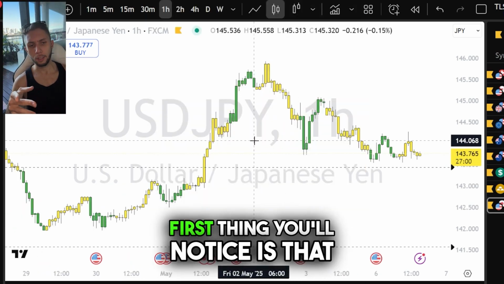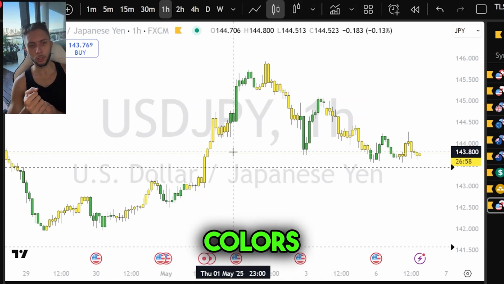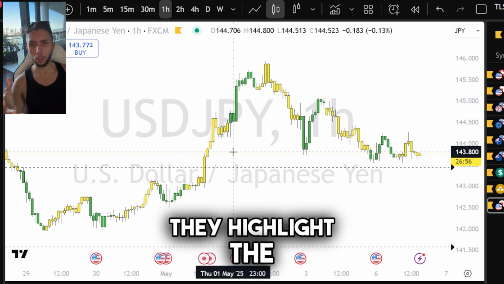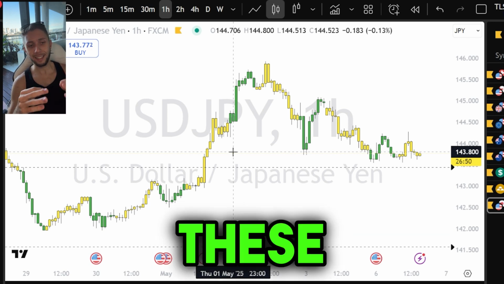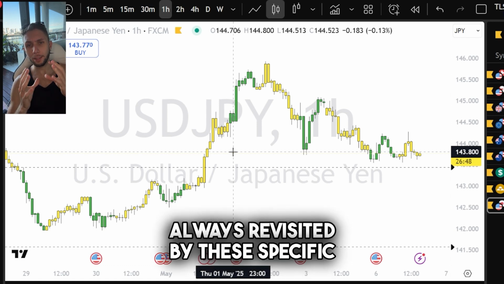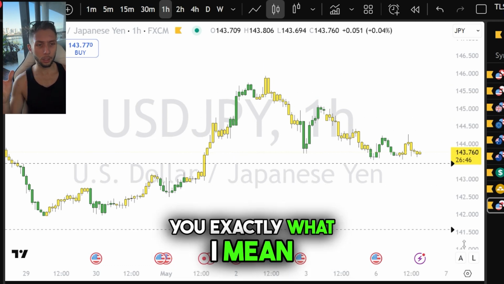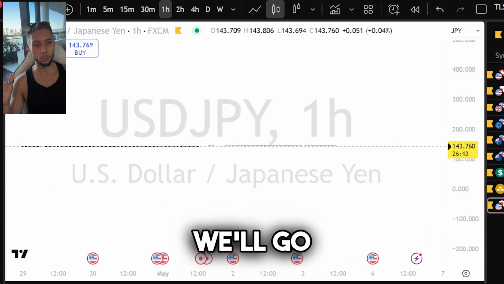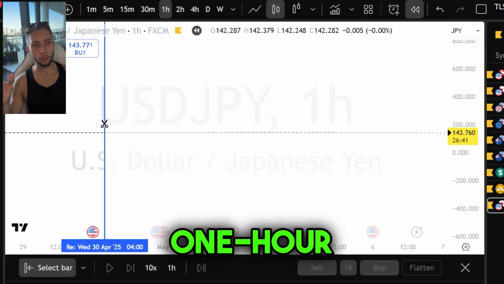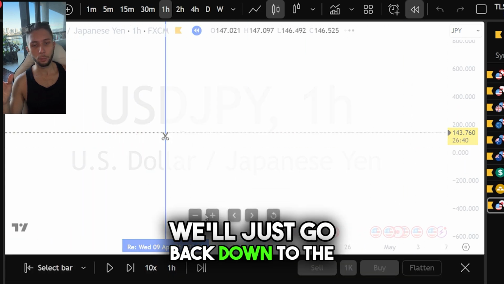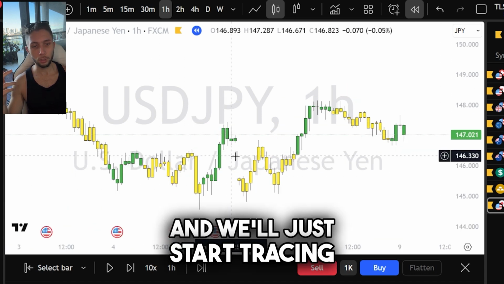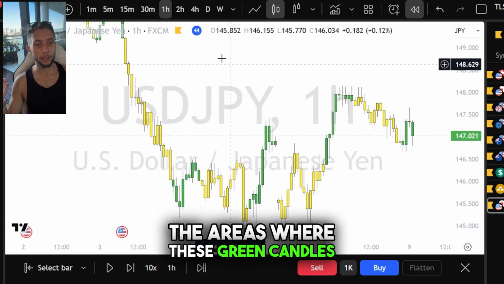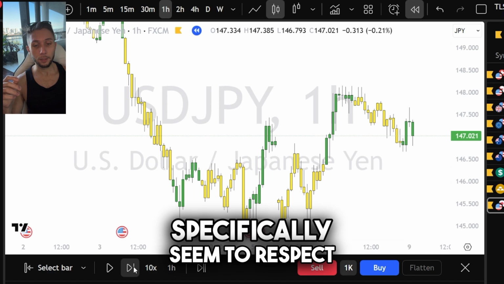First thing you'll notice is that my chart is divided in two different colors, green and yellow. The green candles highlight the whales, the ones that move prices to and from specific zones. These zones are always revisited by these specific candles, and I'll show you exactly what I mean. So if I just go further down, this is the 1 hour time frame, we'll just go back down to the past. Anywhere is good, here's just as fine as anywhere else, and we'll just start tracing the areas where these green candles specifically seem to respect price.